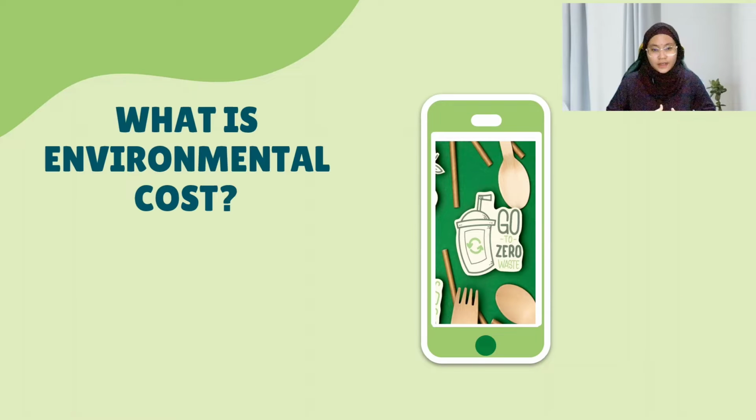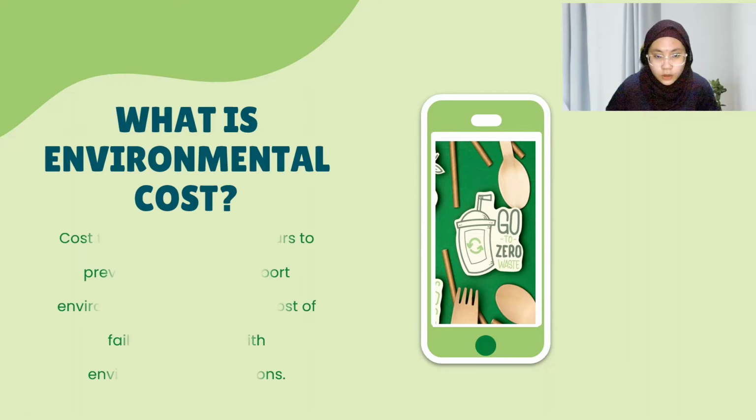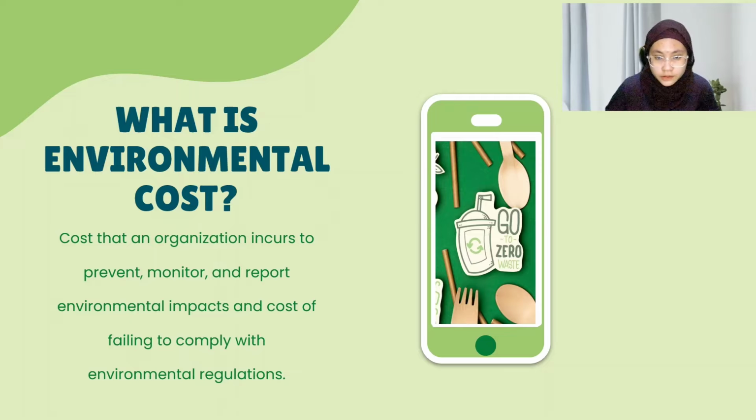Now, what is environmental cost? Environmental cost is a cost that an organization incurs to prevent, monitor and report environmental impacts, and the cost of failing to comply with environmental regulations. It also includes interest, cost of response, removal, remedial action, and damages for personal injuries and for injury to, destruction of, or loss of property or natural resources.